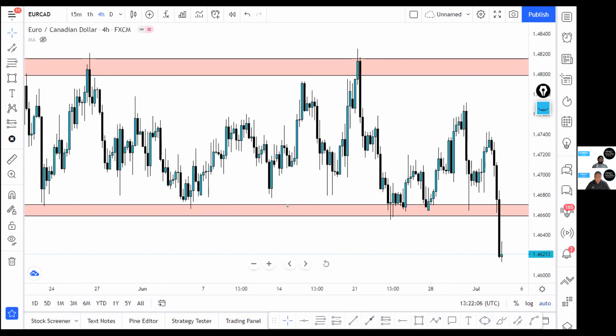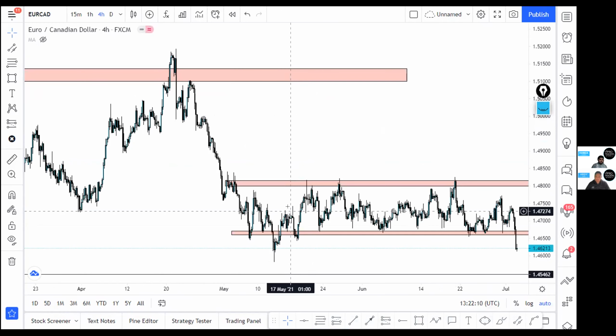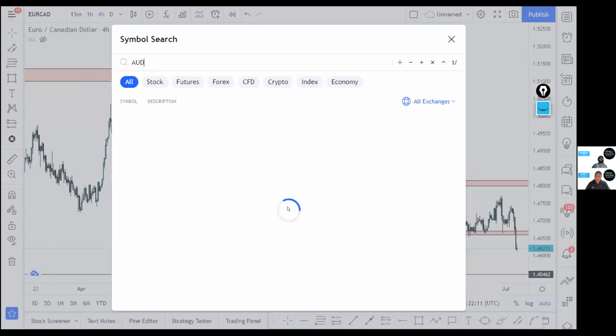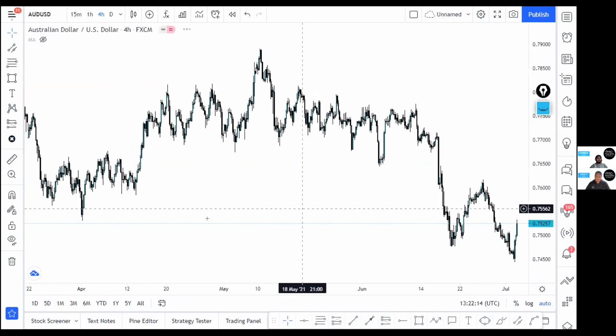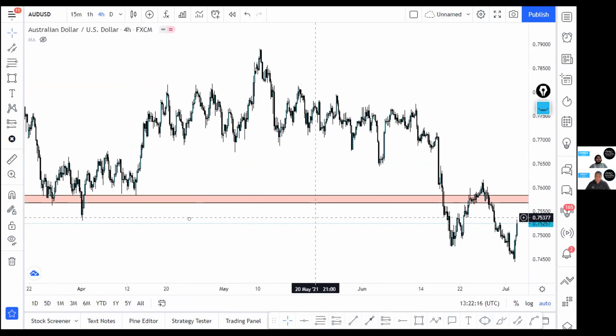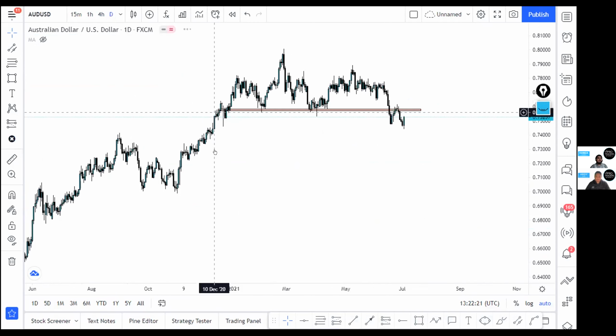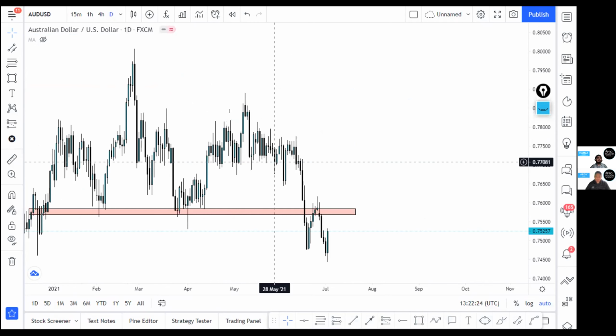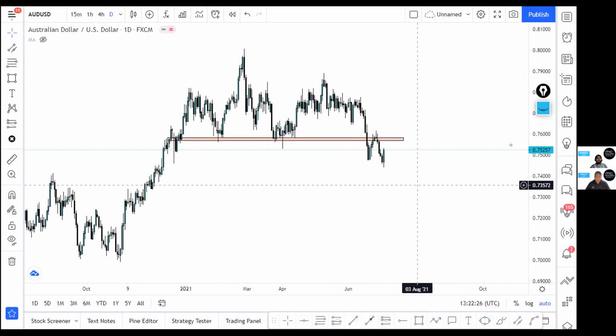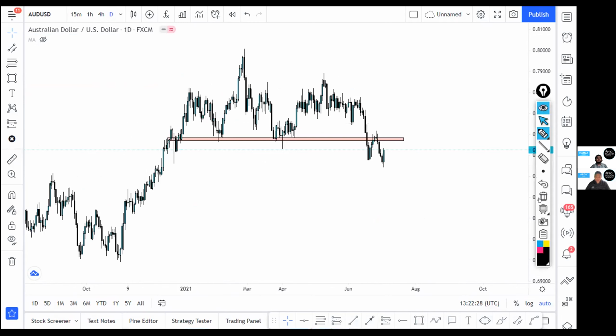Let's have a look at some more major pairs. If we look at Australian US dollar, here we can see the daily trend has now shifted to the downside. This was probably a pattern, maybe a left shoulder, head and right shoulder. This was a neckline, a breakout, and then a retest and a continuation to the downside.